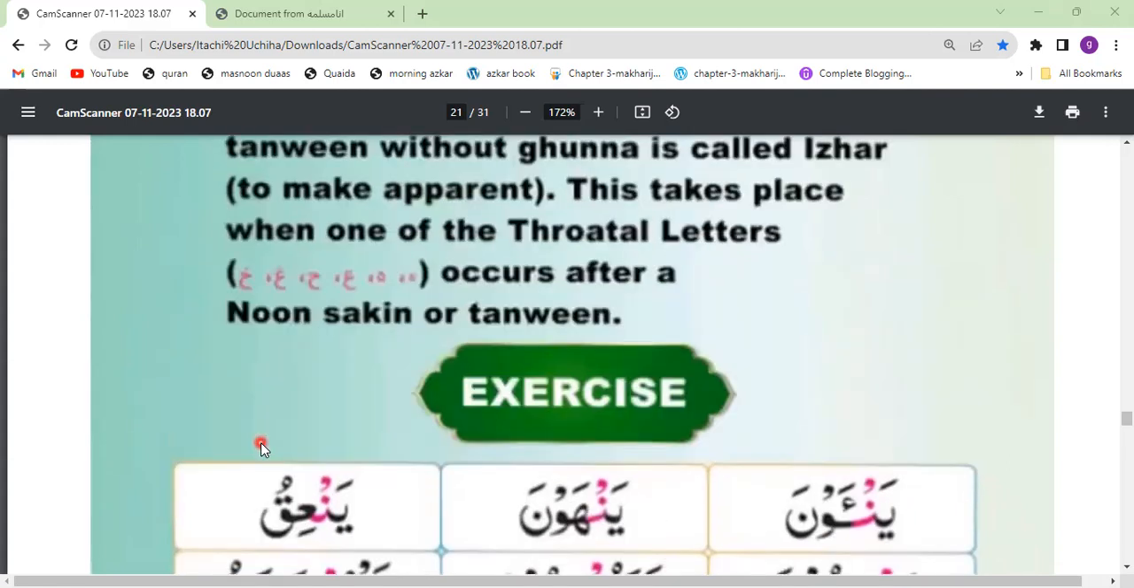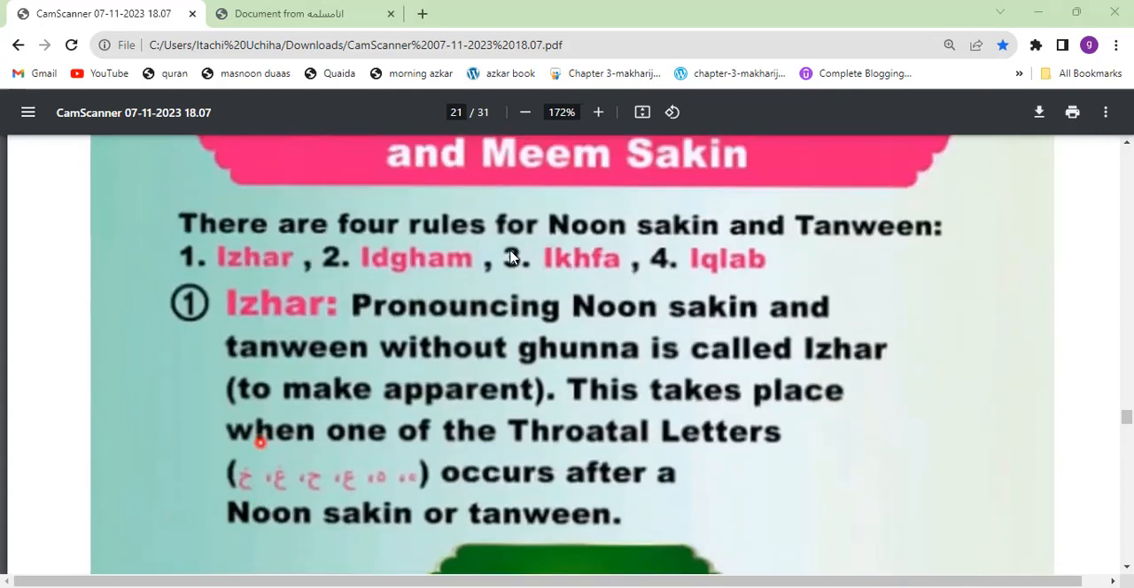For this lesson, you just have to memorize the four names. We will be discussing these names very often, again and again, so that the sounds become very clear to you. What you can do is memorize the meaning of izhar, that is to make clear sounds for the noon sukoon and the double harakas. And when do we have to make it clear?